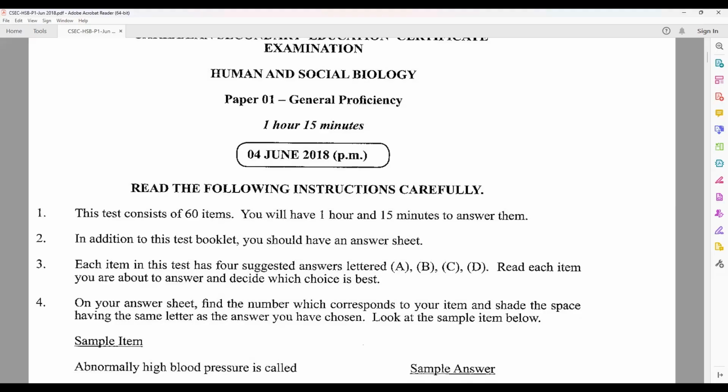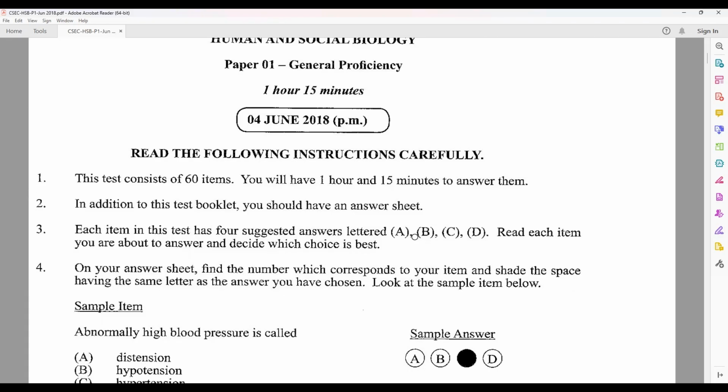This is a look at the June 2018 Human and Social Biology paper 1. And the paper starts off with its customary instructions for you to do all questions and the amount of time you have, 1 hour 15 minutes, and that you have A, B, C, and D to choose from.